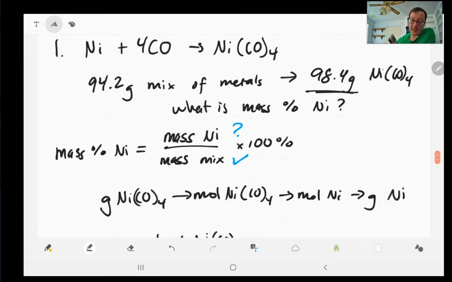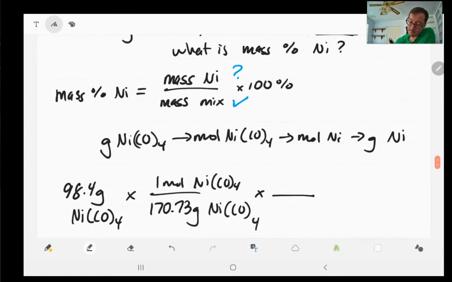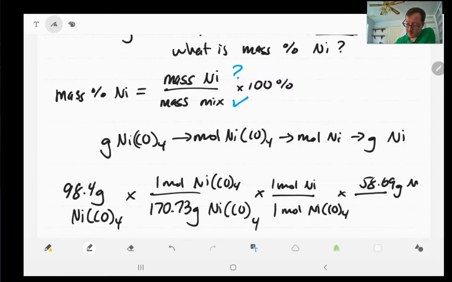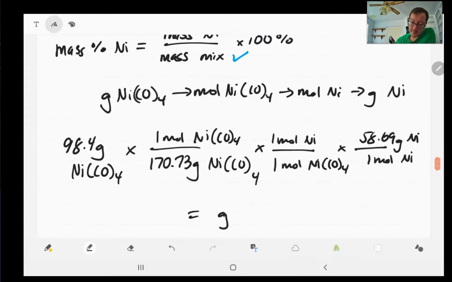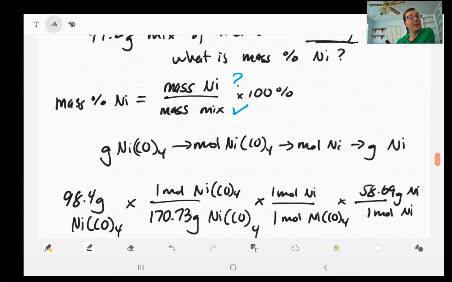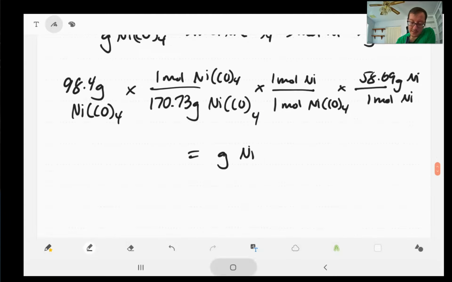Then we can go to our reaction and say, the coefficients are just 1 and 1. And then we just need the mass of nickel, which would be the atomic mass, which I just had, 58.69 grams over 1 mole nickel. And then we will end up with some grams of nickel whenever we do this. I'll let you worry about the calculation part of this. Once you get that number, you can plug it in here.